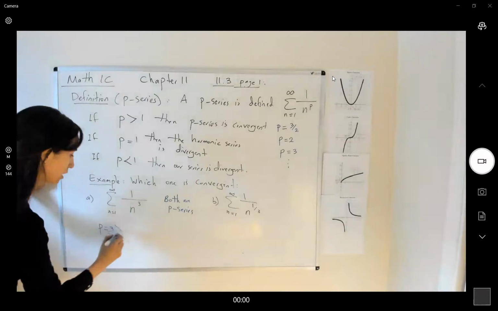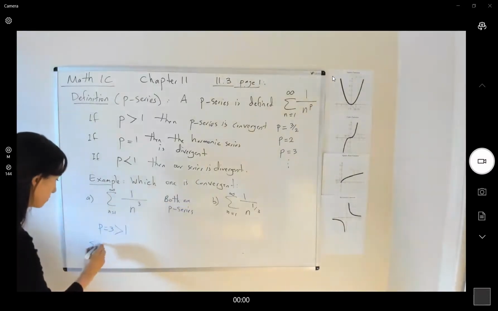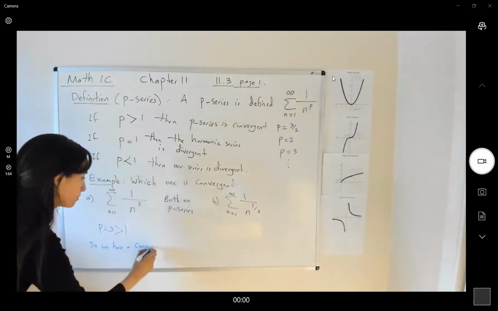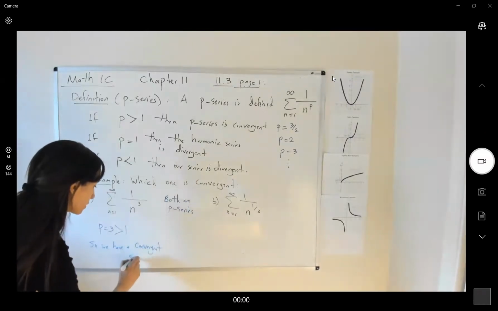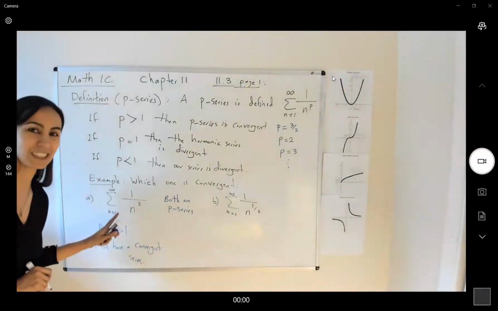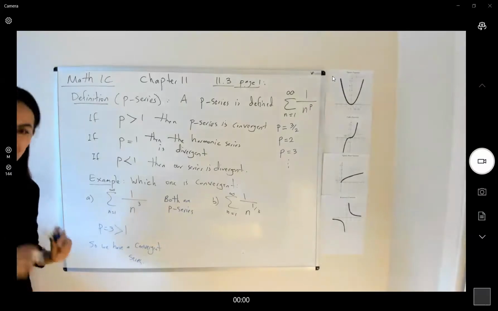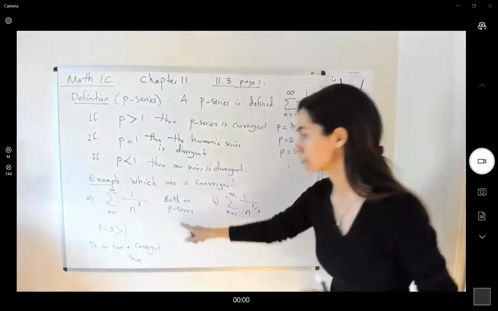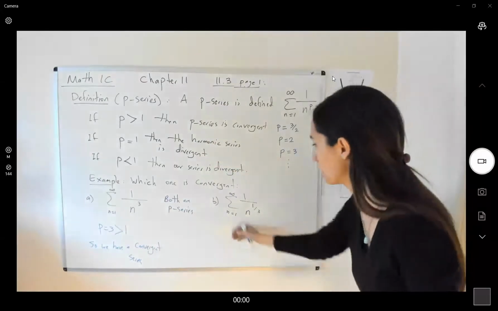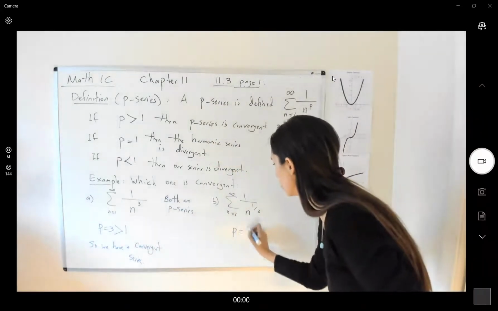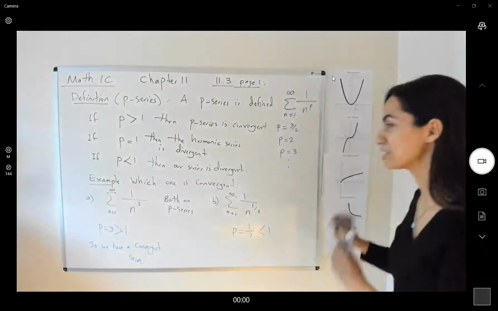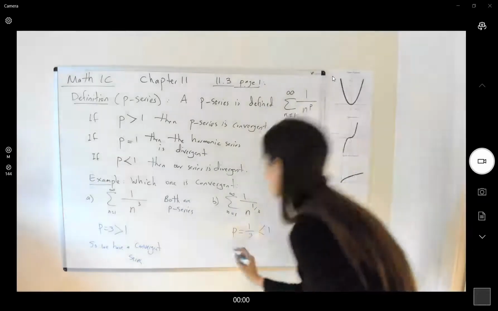P is greater than 1, so we have a convergent series. You can use the integral test to make sure you have a convergent series. When you're referring to P-series, it means that you understood the definition. In this case, P is equal to a third, which is less than 1. So our P-series is a divergent series.